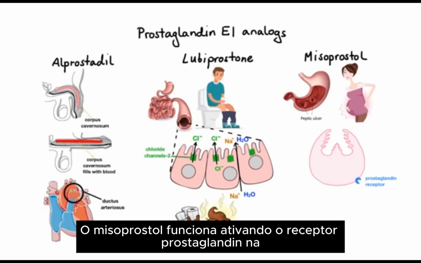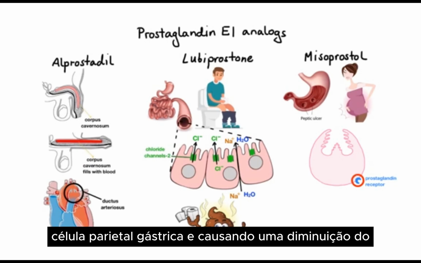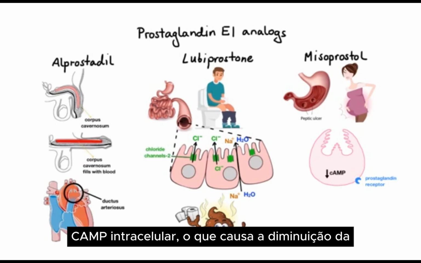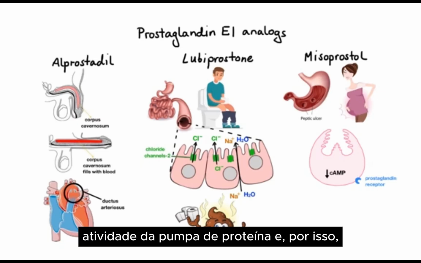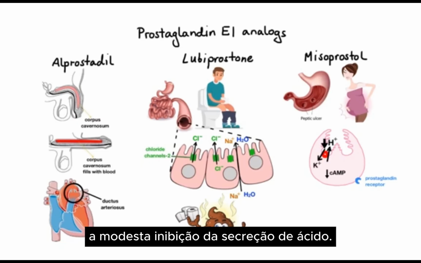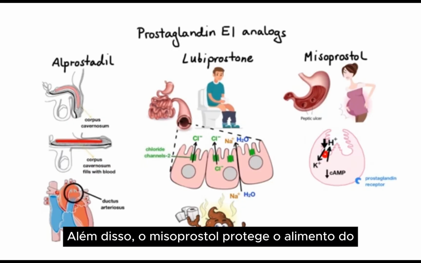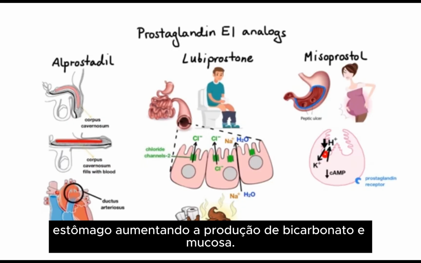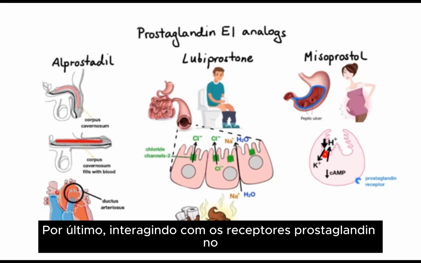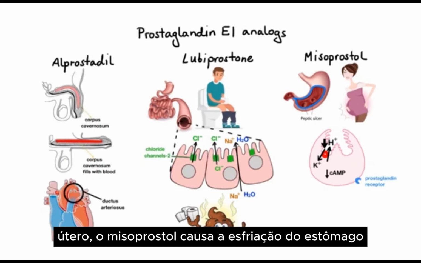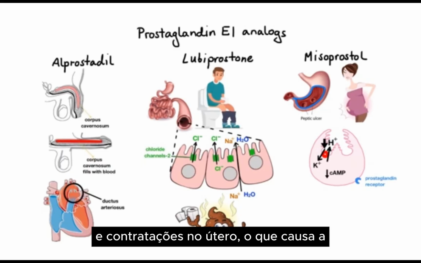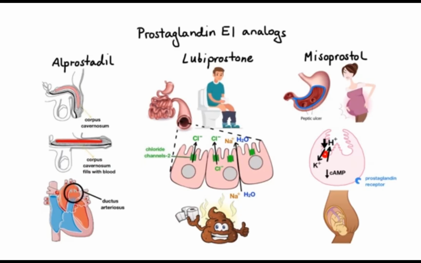Misoprostol works by binding to the prostaglandin receptor on the gastric parietal cell and causing a decrease in intracellular cAMP, leading to decreased activity of the proton pump and thus modest inhibition of acid secretion. Furthermore, misoprostol protects the stomach lining by increasing bicarbonate and mucus production. Lastly, by interacting with prostaglandin receptors in the uterus, misoprostol causes softening of the cervix and uterine contractions, leading to the expulsion of the uterine contents.